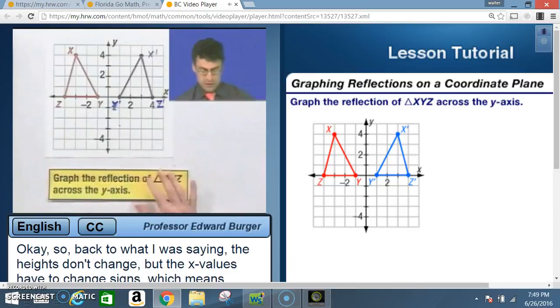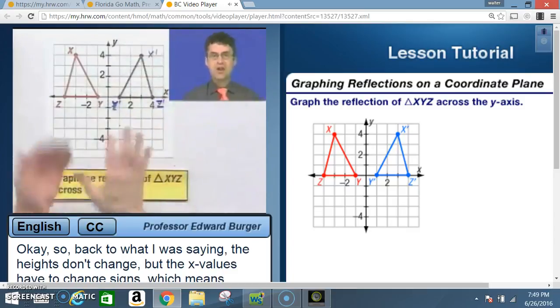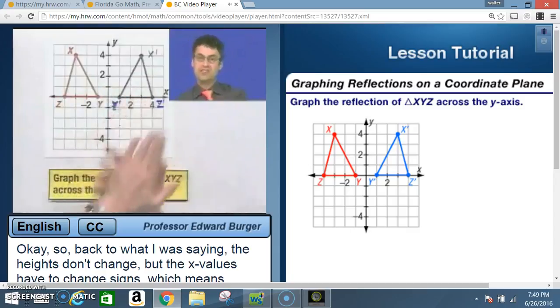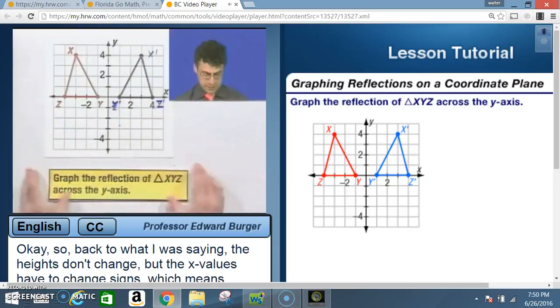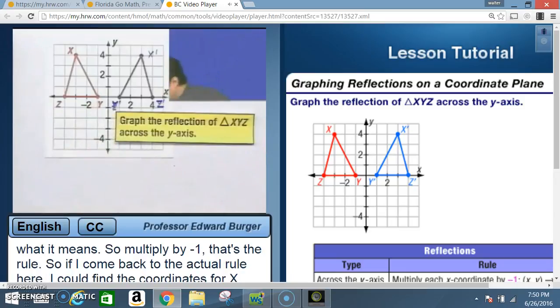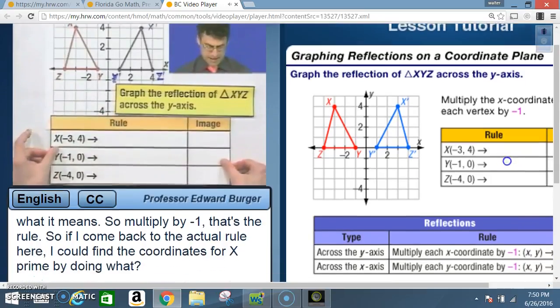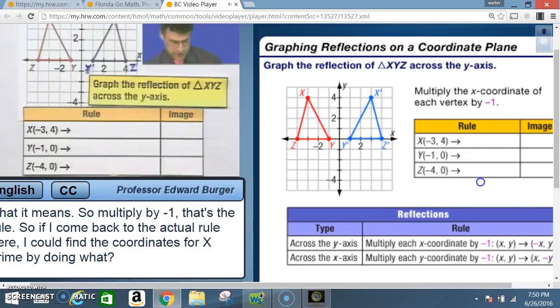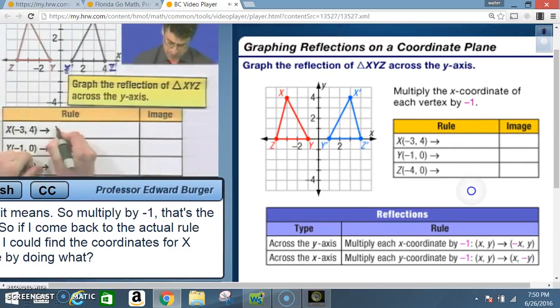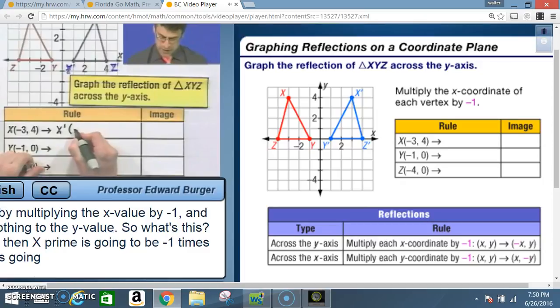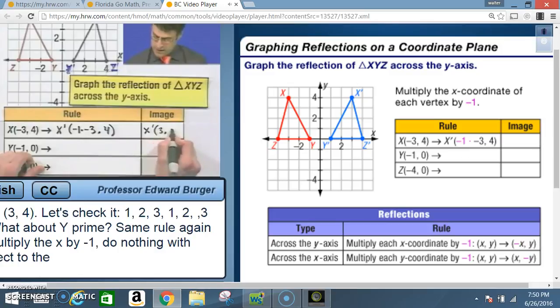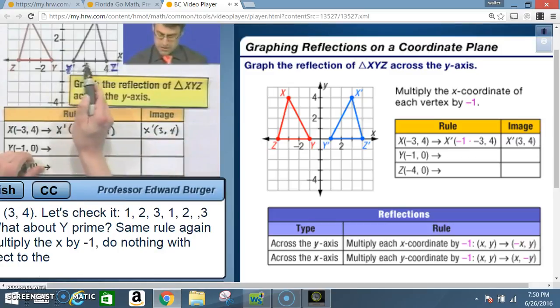Okay, back to what I was saying. The heights don't change, but the x values have to change sign, which means multiply by -1. So that's the rule. If I come back to the actual rule here, I can find the coordinates for X prime by multiplying the x value by -1 and doing nothing to the y value. So X prime is -1 times -3, which is 3, comma 4. Let's check it. 1, 2, 3, 1, 2, 3, 4.